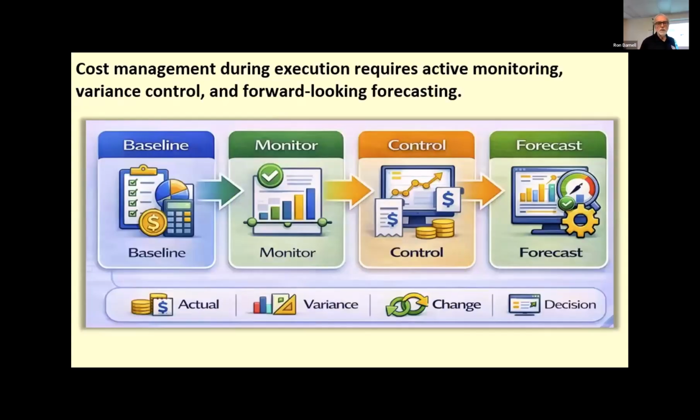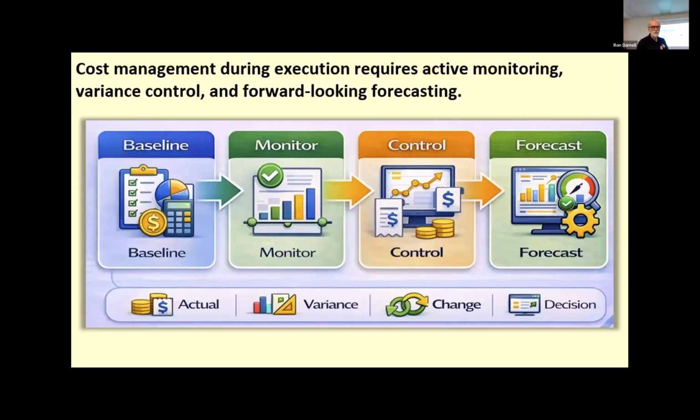Managing project costs during execution requires monitoring, control, and forecasting. So cost management during execution requires active monitoring, variance control, and forward-looking forecasting. What happens after the budget has been planned and approved? At this point, project management becomes an execution discipline. The project manager is no longer just estimating or budgeting work in advance, but actually monitoring what we're spending, interpreting performance signals, and deciding whether corrective action is needed.